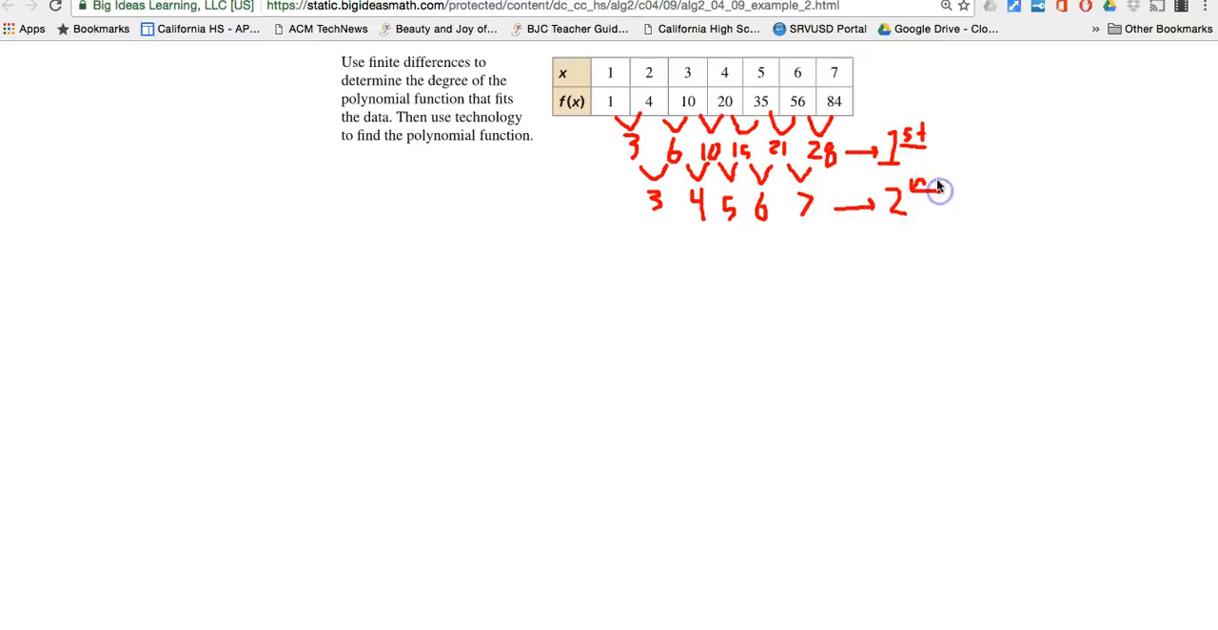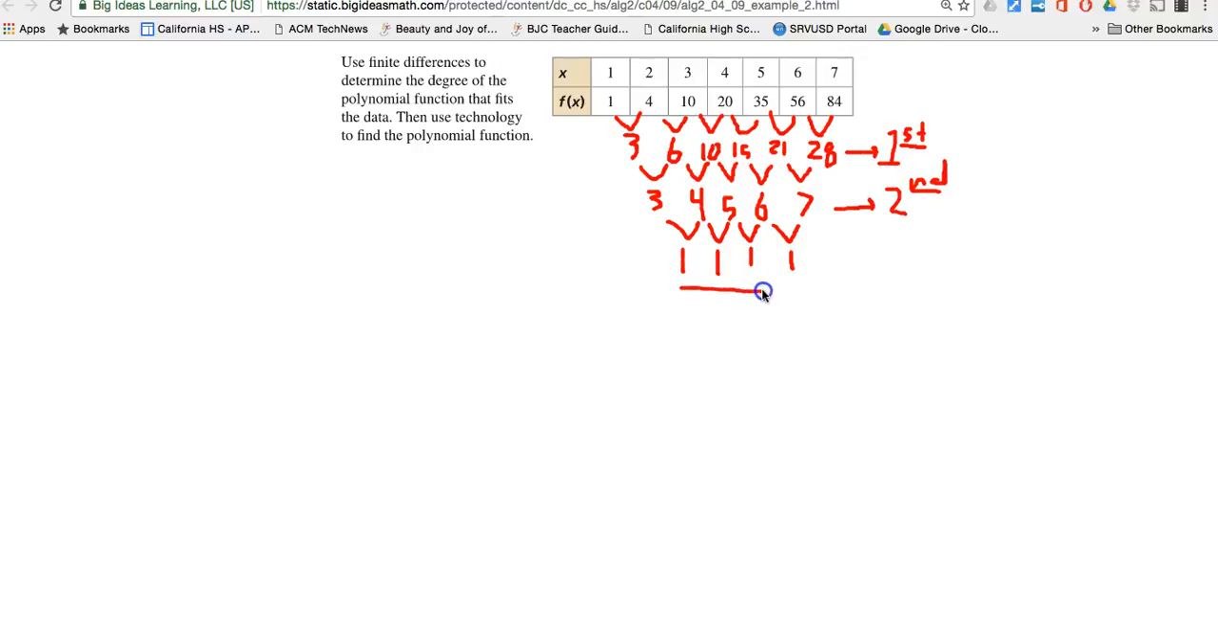Now, again, this is not a constant value yet. These numbers are all different, so we still don't know what degree our polynomial is. Finite means we just keep going one after another until we find a constant. So now we're going to do the same process on our second differences. The difference between 3 and 4 is 1. The difference between 4 and 5 is 1. The difference between 5 and 6 is 1. And the difference between 6 and 7 is 1.